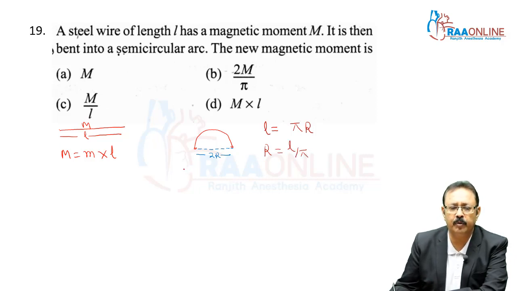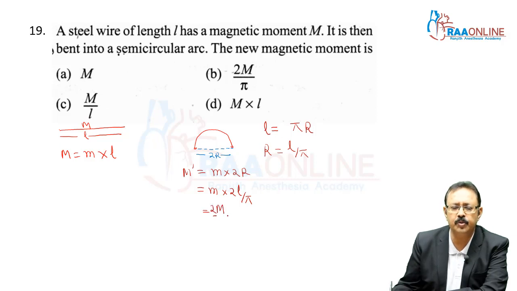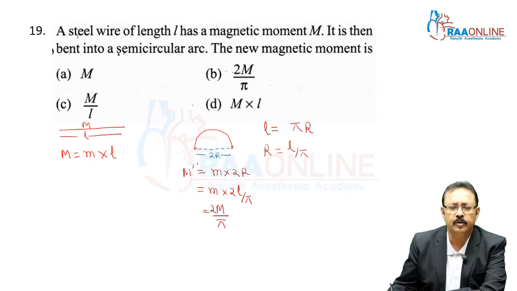So the new magnetic moment is pole strength into 2R, and 2R means 2L by pi. But M equals pole strength into L, which is the old magnetic moment. So the new one is 2M by pi. So we are going with option B.